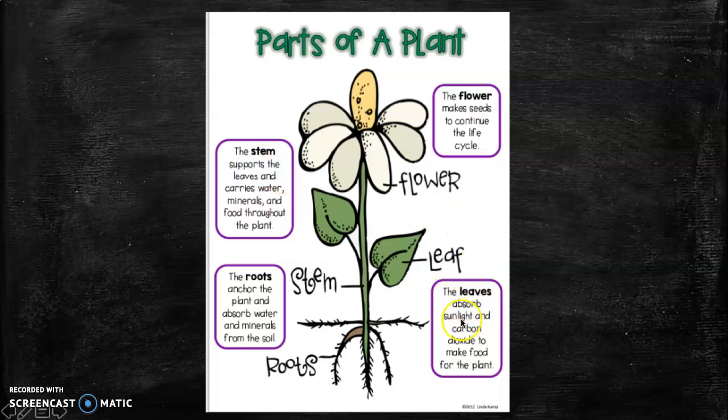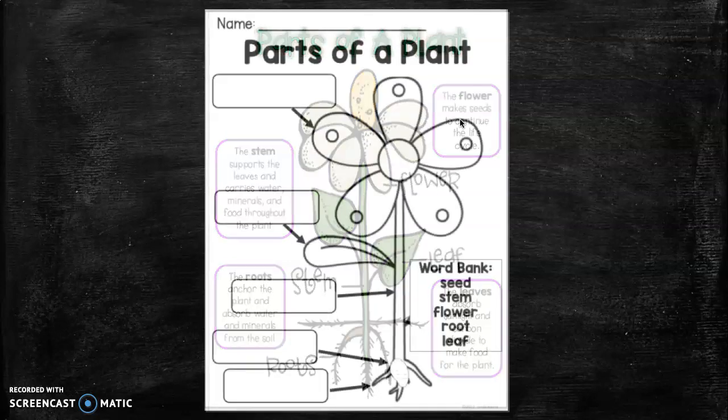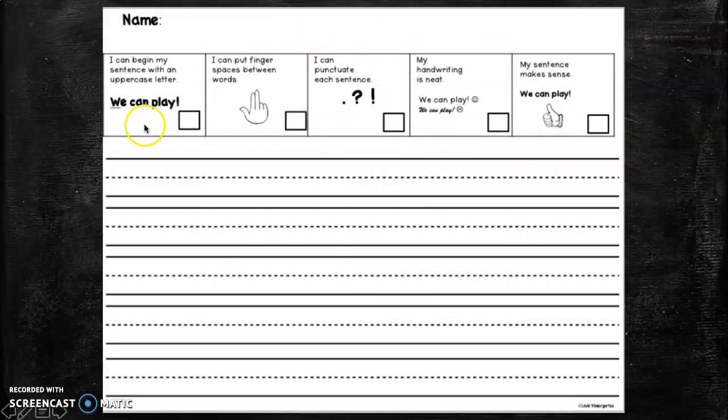Number 3, the leaf is like the chef. You can write that. It's the chef, or it cooks food for the plant. And then number 4, the flower, it makes new seeds for another life cycle of the plant. So you can use this paper right here. So you can write it between the lines.